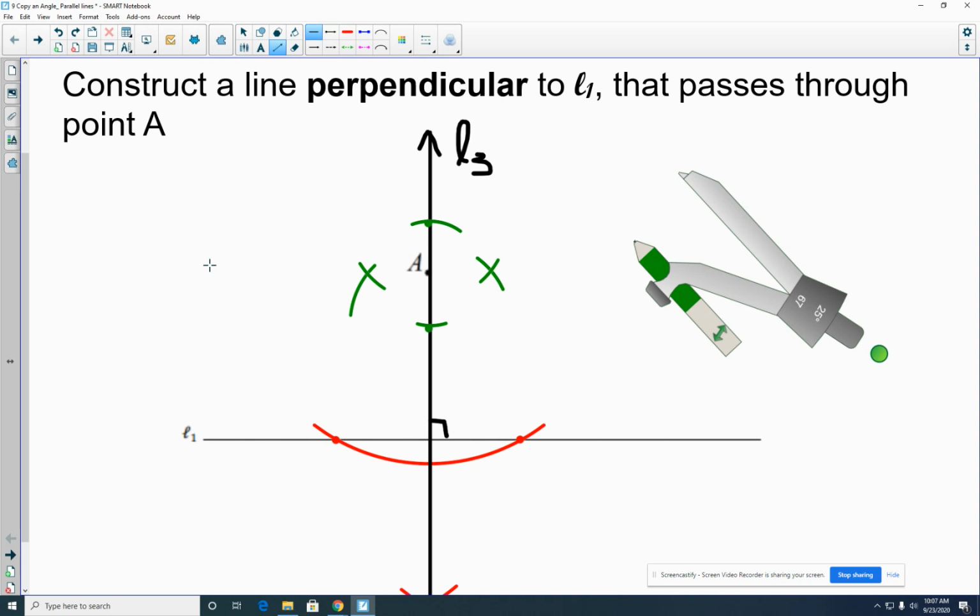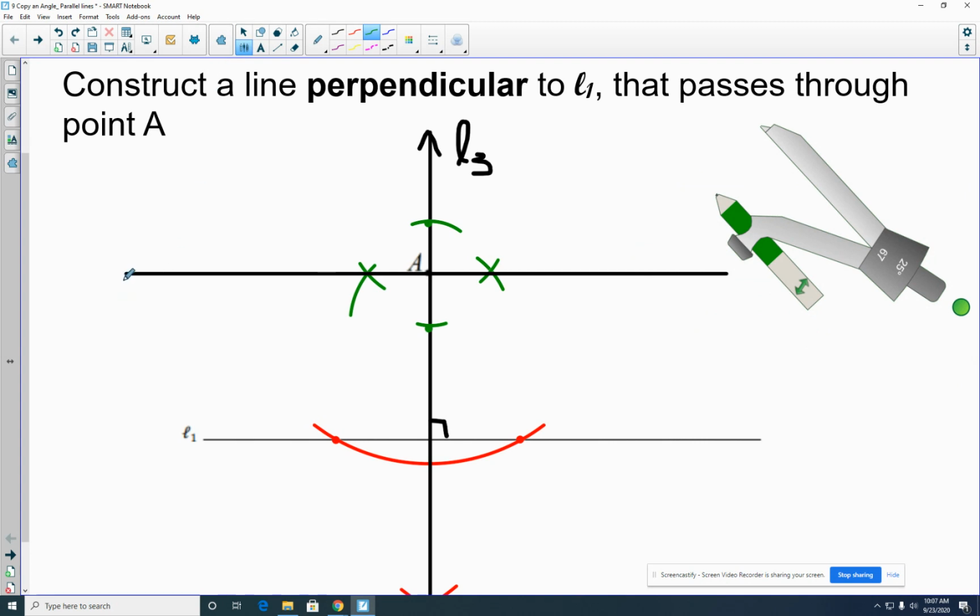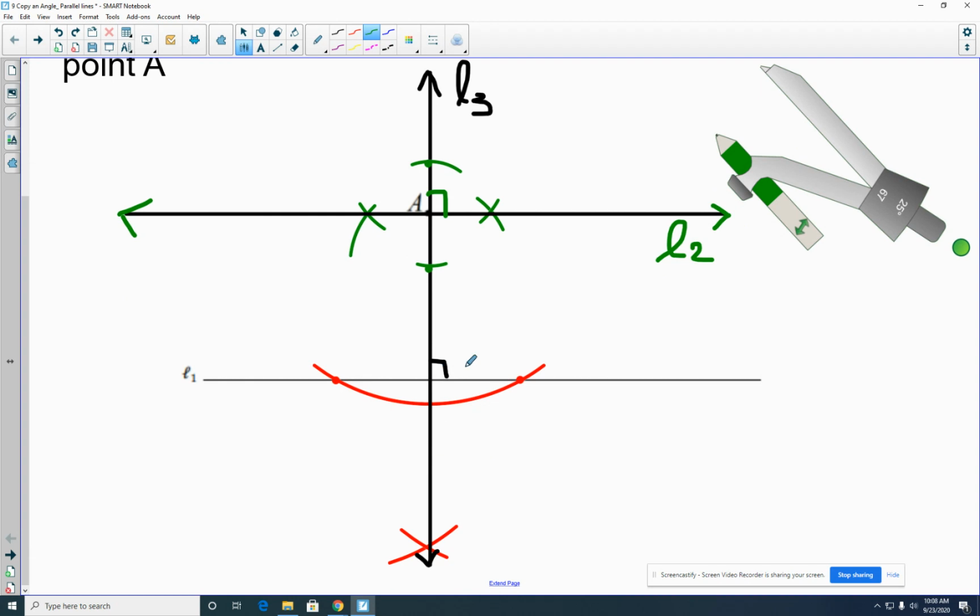Take my straight edge, connect through, as so. Excellent. It's a line, so we should have arrows. And it says to label this line, line 2, so line 2. So we have line 1 is now parallel to line 2. But more importantly, although they're parallel, what we actually just constructed was that line 2 and line 3 are perpendicular. Right? So I constructed really 2 perpendicular lines, which in the end gave me 2 parallel lines.